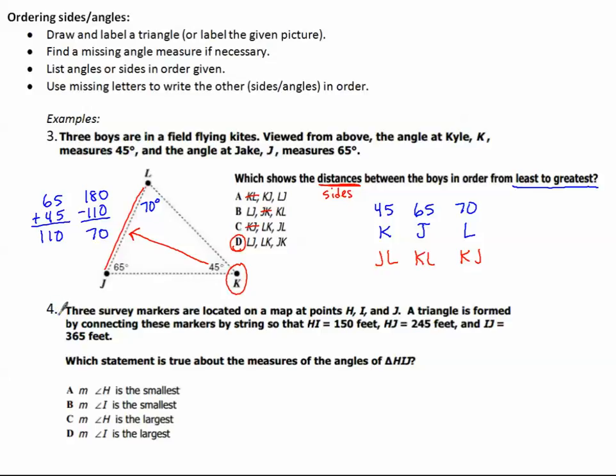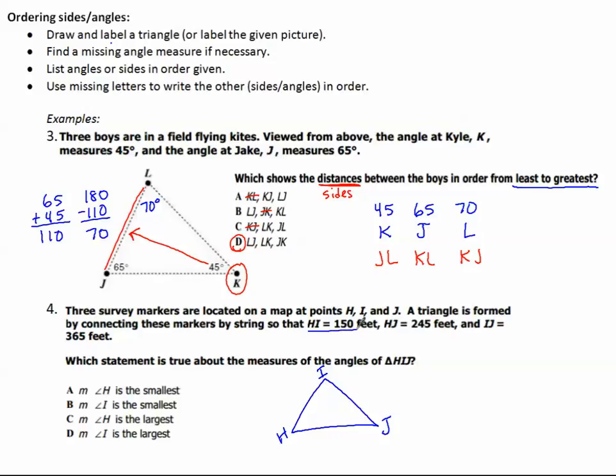Last one for this section, number 4. Three survey markers are located on a map at points H, I, and J. A triangle is formed by connecting these markers by strings so that HI equals 150 feet, HJ equals 245 feet, and IJ equals 365 feet. Draw and label a triangle. Let's do that first. So triangle HIJ. Now it doesn't matter if I draw it pretty, I just have to label it the way they said to label it.